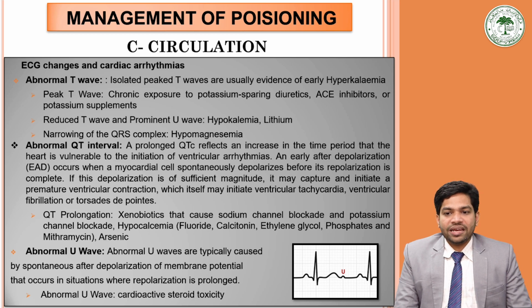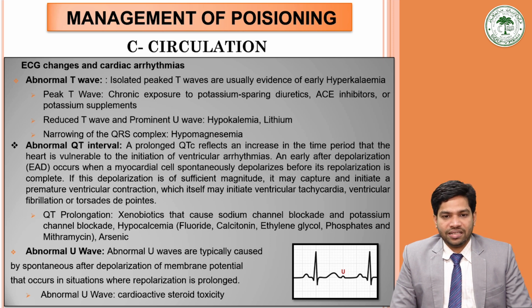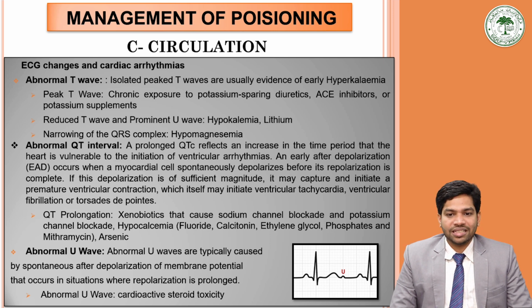Hypokalemia typically reduces the amplitude of the T waves and ultimately causes the appearance of prominent U waves. So the reduced T wave with prominent U wave is seen in hypokalemia and with lithium. Lithium similarly affects the myocardial ion fluxes and causes reversible changes on ECG that may mimic mild hypokalemia. Again, the narrowing of the QRS complex is seen in case of hypomagnesemia.